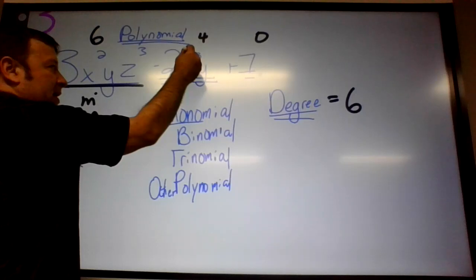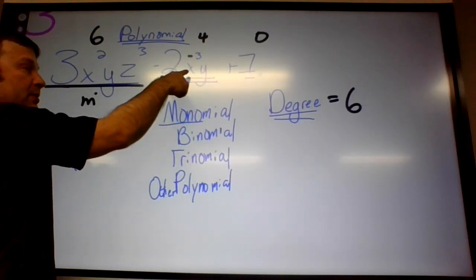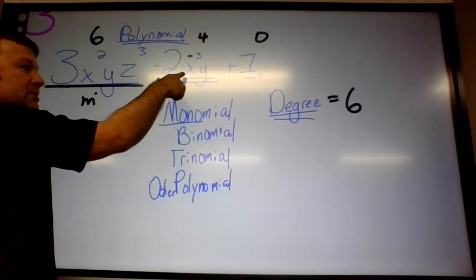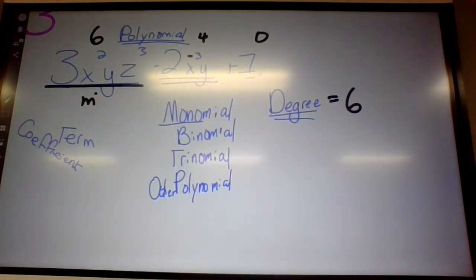Also, if I put a negative on the exponent, what does x to the negative third mean? It means it goes to the bottom. So when you have a negative exponent, that's like you're dividing by something.